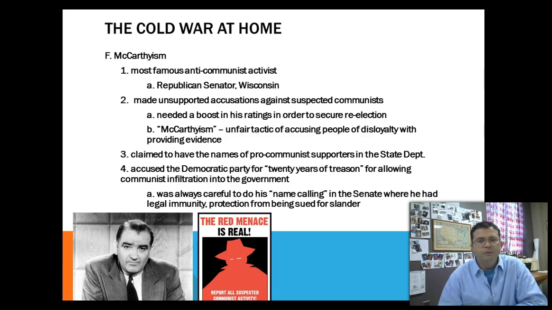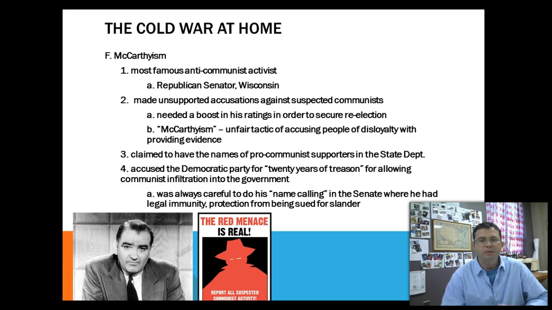Senator Joseph McCarthy from Wisconsin was a struggling senator. He was labeled as ineffective at best, and so in order to be reelected, he needs something that makes him stand out in the eyes of his voters, and he jumps on this bandwagon of the Red Scare or the Red Menace or this witch hunt for communism.